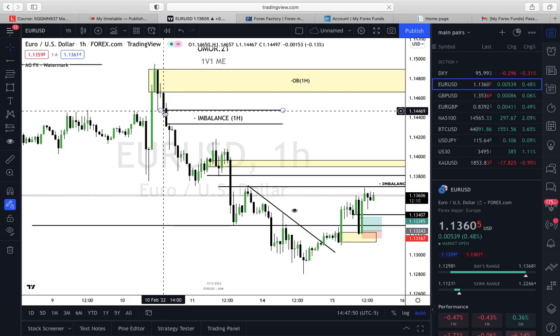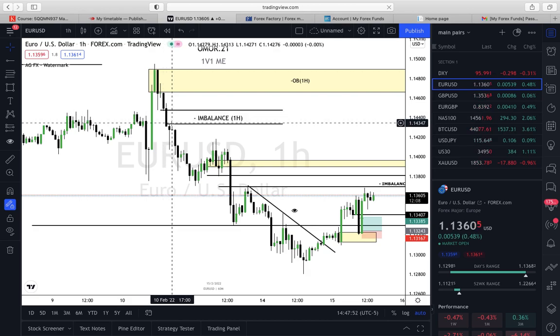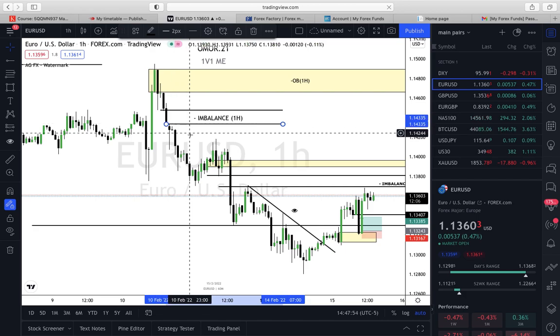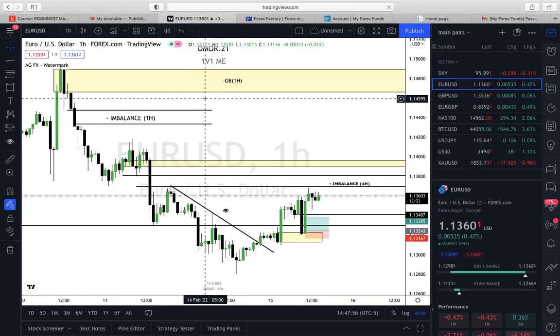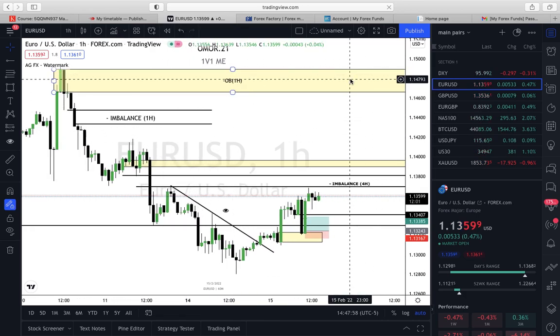There was no selling from this wick to this wick. So we want to see buying happening in that area. So that's gonna conclude the first video.